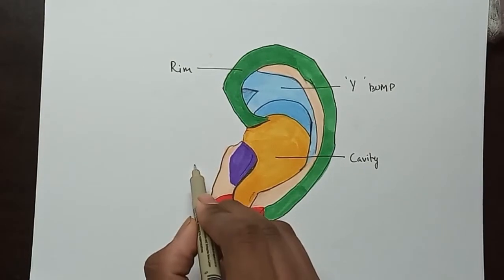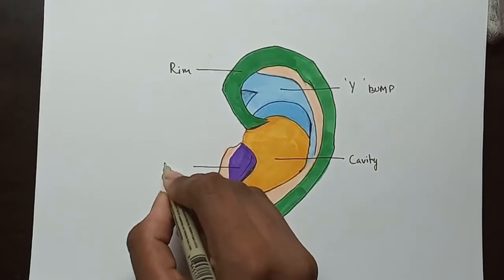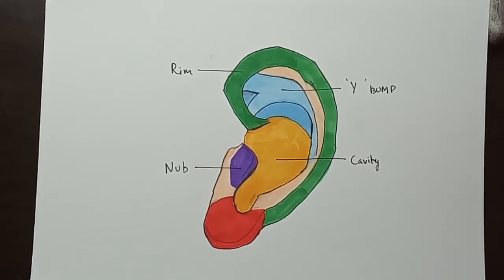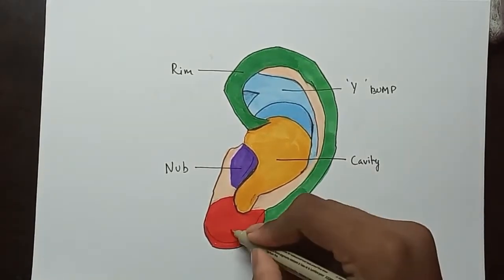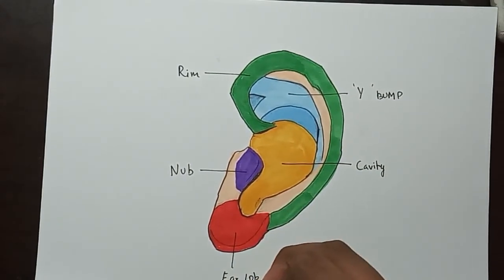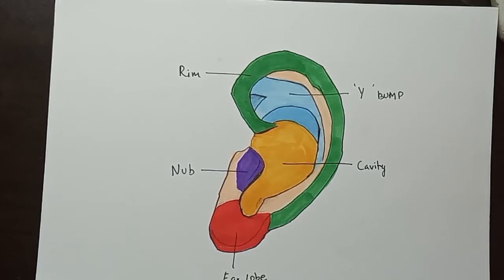Now, this here is called the nub. This is the part that covers half of the ear canal. Now, down here in red is called the earlobe. This is a hanging piece of skin from the ear. It is sometimes connected to the skin of the head as well.